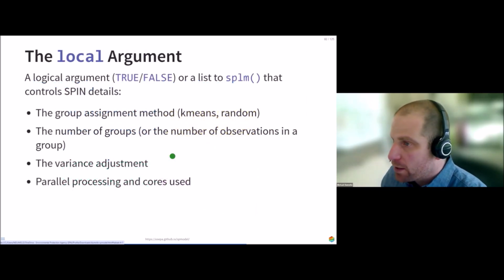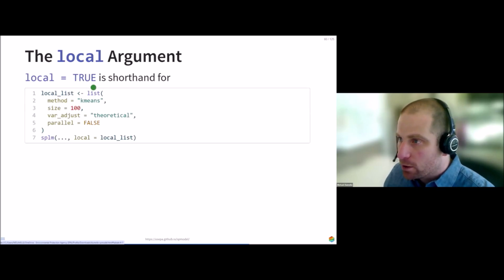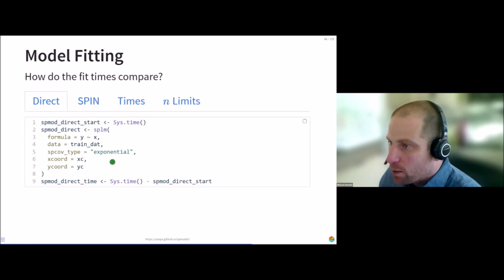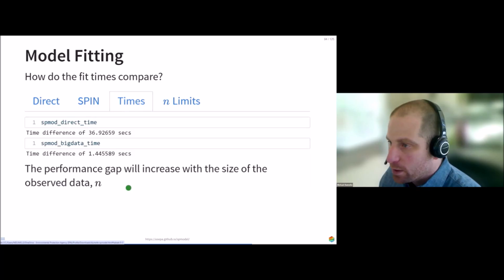So, the way that you specify the big data models, there are lots of additional things you can specify, but for now, all you should remember is that you can implement this model by specifying local equals true. Local is an argument to SPLM, set it equal to true. We have some default big data settings. Here I've fit a model using the direct approach and the big data approach. You can see here that local equals true is specified. We see the big data approach is much faster.